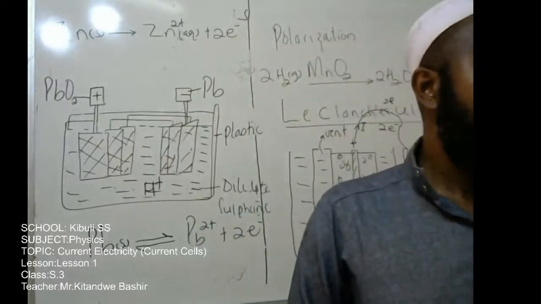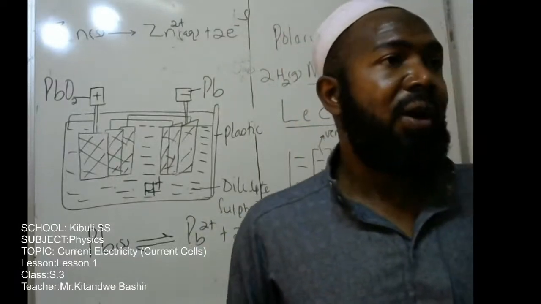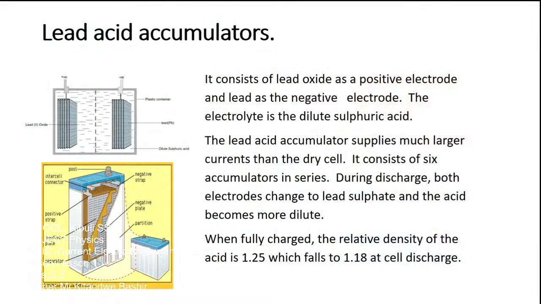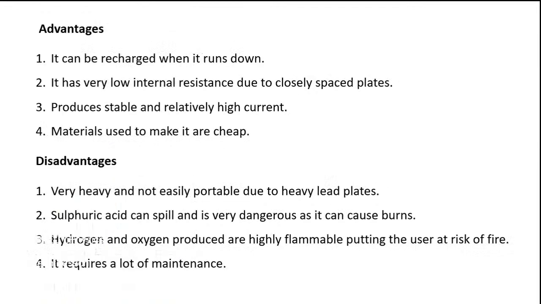Advantages of a lead acid accumulator. One, it can be recharged when it runs down. It has low internal resistance due to closely spaced plates. It produces stable and relatively high current. The material used to make it is easily available. So those are the advantages.